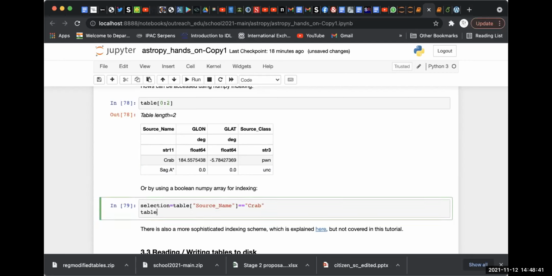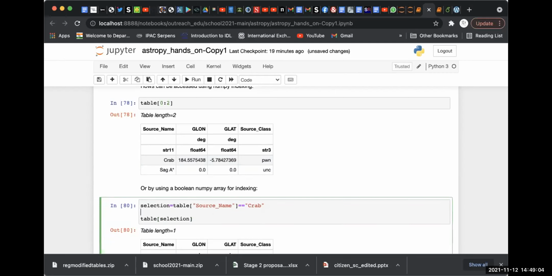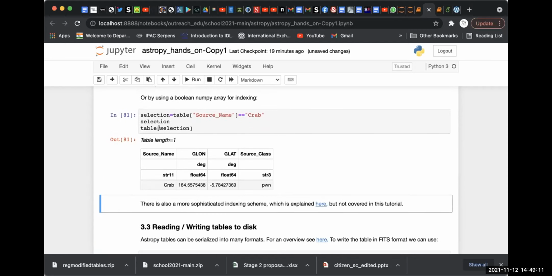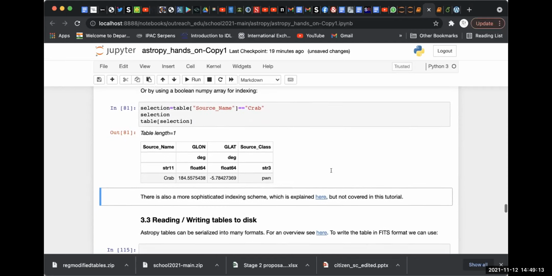If I want to see what is the result, I have to do table, and I will say the selection, because this is the index of the row in the table which has the source name called Crab. So table selection will give me that line itself, right? If you see over here, I can put selection. What you see is nothing but the index, which is the one which gives me the value for Crab.